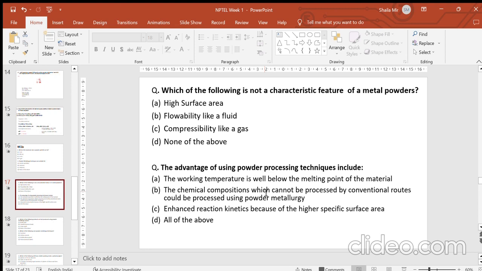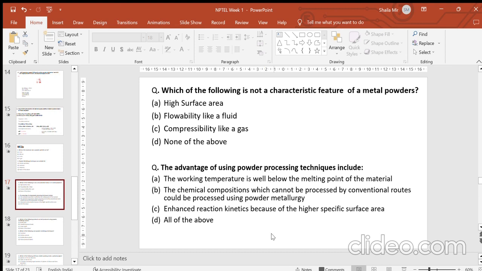Okay, but high surface area may be required in the next stage, that is sintering. Yes, in sintering you require it, but when you compare, because we are comparing a metal powder and a ceramic powder, a metal powder has a tendency to cold weld, it has a tendency to form metal bonds, so it will have a comparatively lower surface area, right? So we can go to the next question.